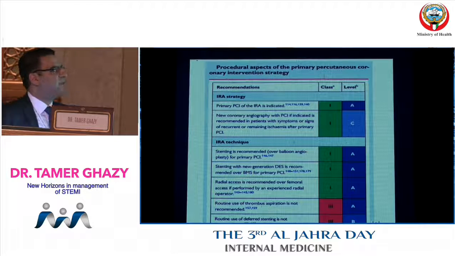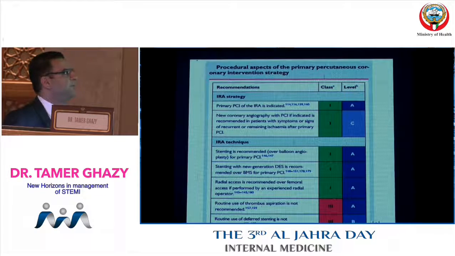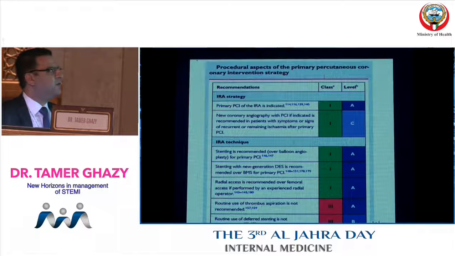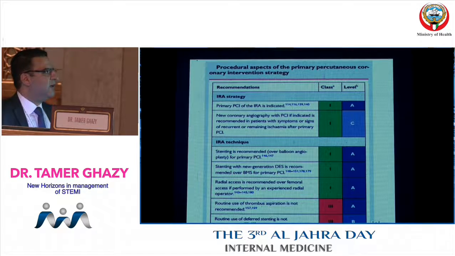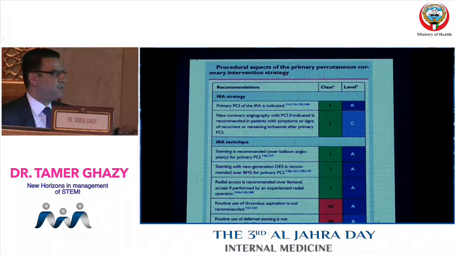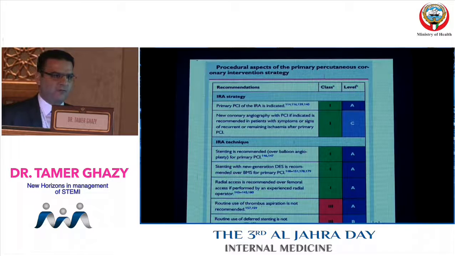Procedural aspects of primary PCI. For infarct-related artery strategy, primary PCI of the infarct-related artery is indicated, class 1, level of evidence A. Repeat coronary angiography with PCI, if indicated, is recommended in patients with symptoms or signs of recurrent or remaining ischemia after primary PCI, class 1, level of evidence C. For infarct-related artery technique, stenting is recommended over balloon angioplasty in primary PCI, class 1, level of evidence A. Stenting with a new generation drug-eluting stent is recommended over bare metal stent for primary PCI, class 1, also level of evidence A. Radial access is recommended over femoral access, class 1, level of evidence A.